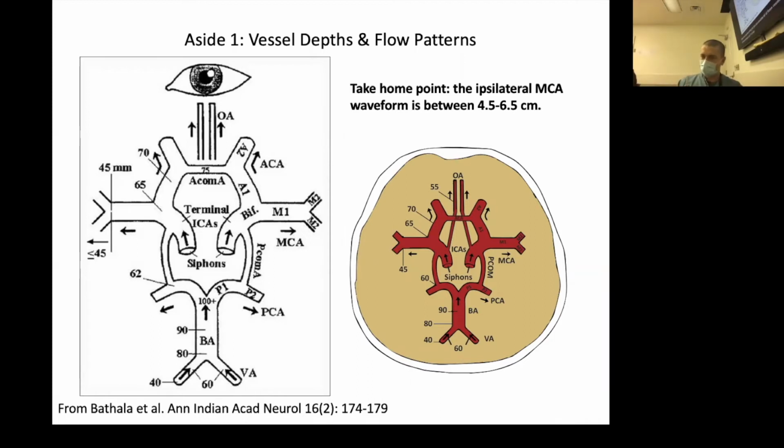The most important thing to know is that the ipsilateral MCA territory artery universally, reliably lies between 4.5 and 6.5 centimeters below the ipsilateral temporal lobe. Okay, the flow, again, in a normal MCA territory, will always be towards your throat in normal physiology. Obviously it can be abnormal in disease states where intracranial pressure is raised.